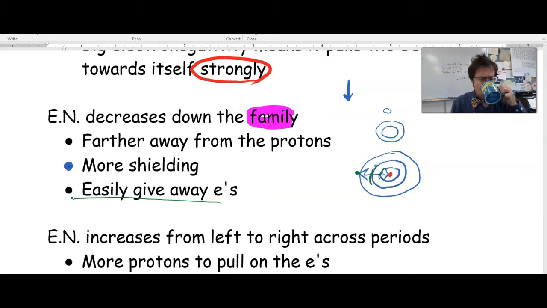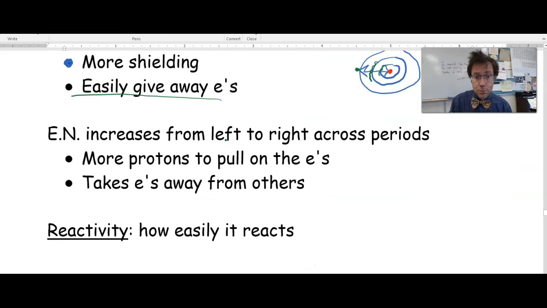Awesome. So that's the trend in the family, and you know what's coming up next, right? Group, all right, or period, group, period, whatever you want to call it. So remember, in the period, every time you take a step to the right, you're adding another proton, right?